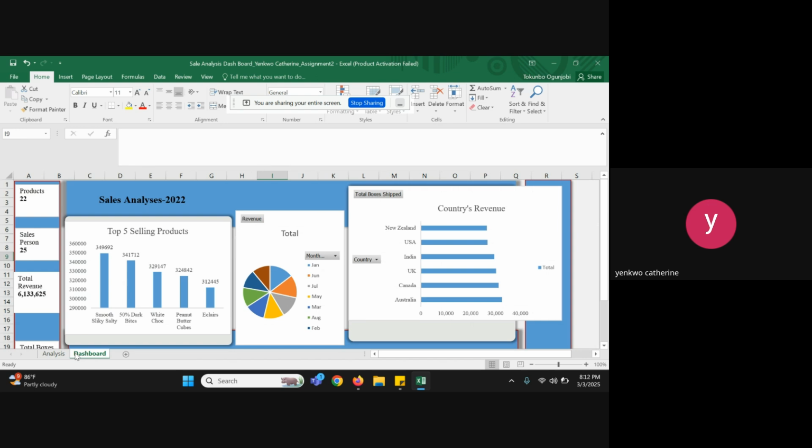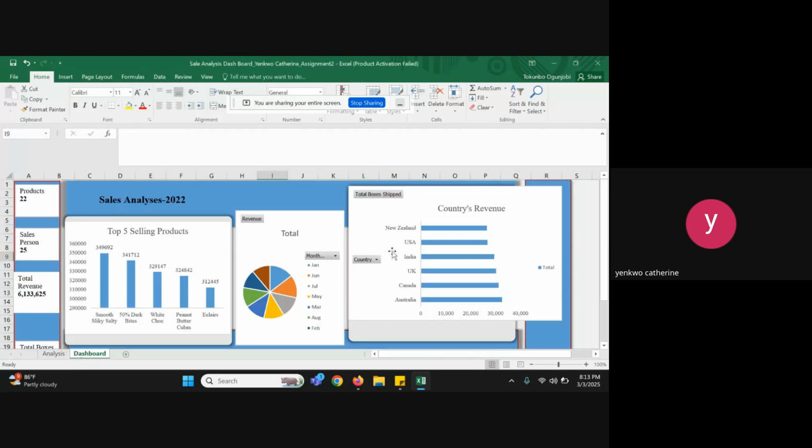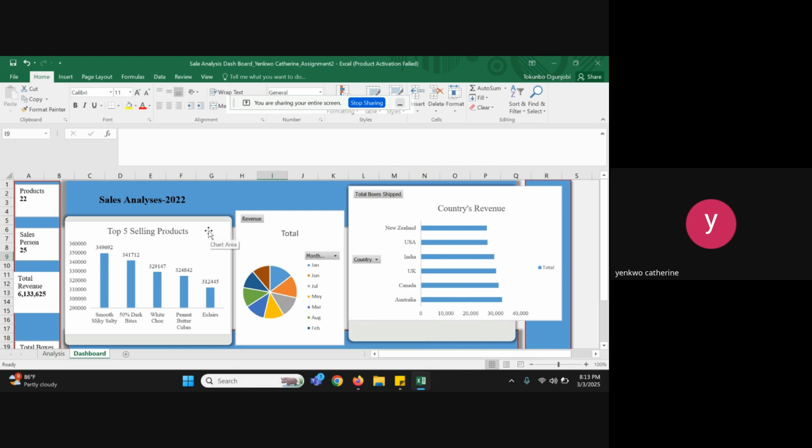Let me see for the months. Okay, for the top months, the month that performed the most, or sold the most products, is January, and the least is April. They got the least in April. And for country, the highest country here is Australia, and the lowest country here is New Zealand. So that's all. Thank you for listening.